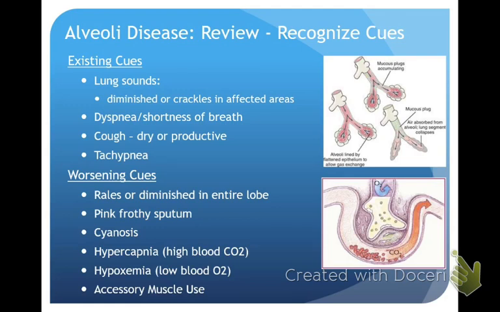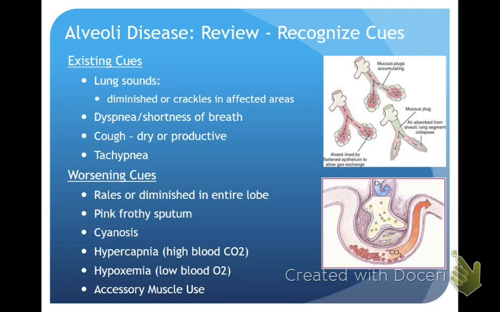And if there was enough leaking of this capillary membrane, we could even get red blood cells into the alveoli. Normally that would not happen unless the leak is very, very bad, or the pressure is so high in that capillary that now it's pushing red blood cells across that membrane. And so pink frothy sputum is definitely a worsening sign. And that means there are red blood cells in our alveoli, which are not normally there.